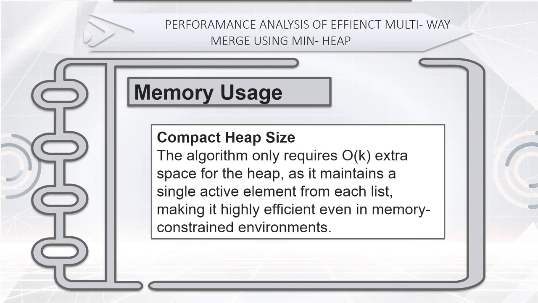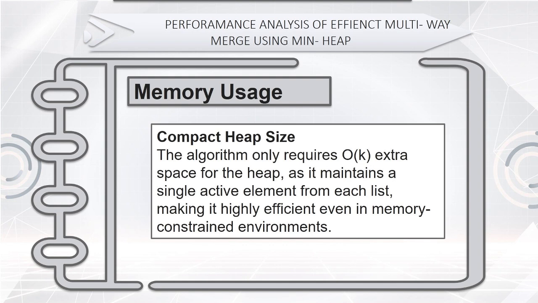Lastly, the memory usage, which explains that using a min-heap in this algorithm is memory efficient. When we say compact heap size, the algorithm uses a min-heap and this min-heap doesn't take up a lot of extra memory. When we say O(k) extra space, it is a way to describe how much extra memory is needed, while k represents the number of sorted lists you're merging. So, the algorithm only needs extra memory that grows in proportion to the number of lists.